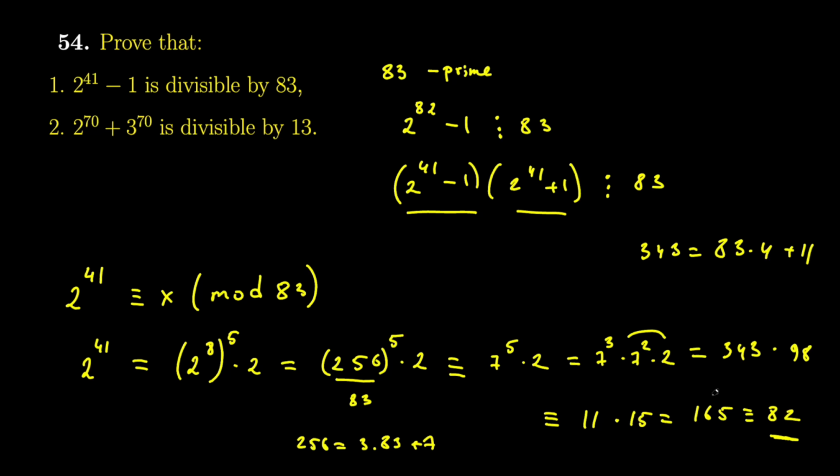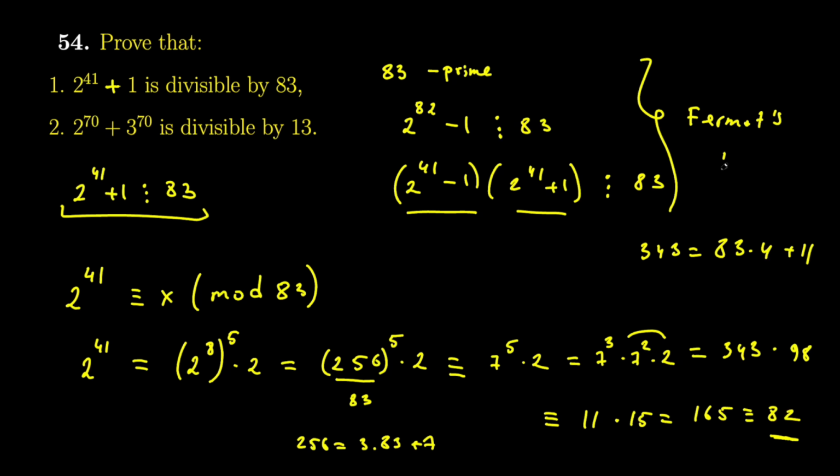So if you add 1 to this number, you get that 2 to the 41 plus 1 is divisible by 83. There is probably a mistype in the statement of the problem. This one has to be plus. So 2 to the 41 plus 1 is divisible by 83. We had only two options in the beginning, by Fermat's theorem, and the idea is to find which one of these two numbers is divisible by 83. It is 2 to the 41 plus 1.